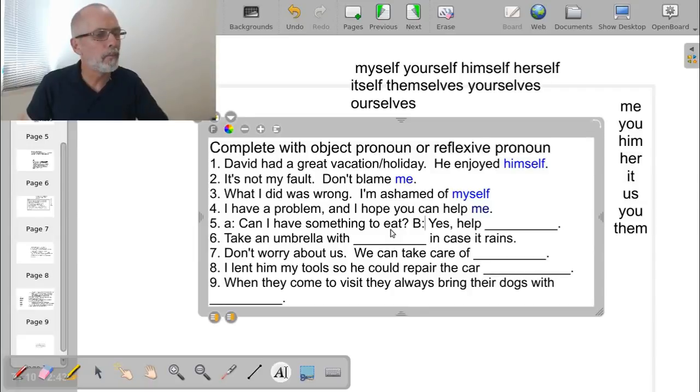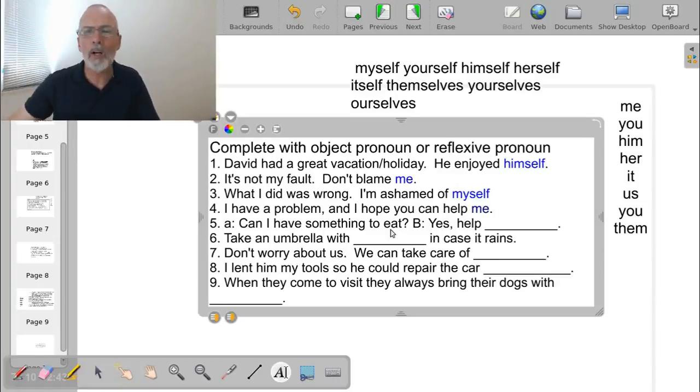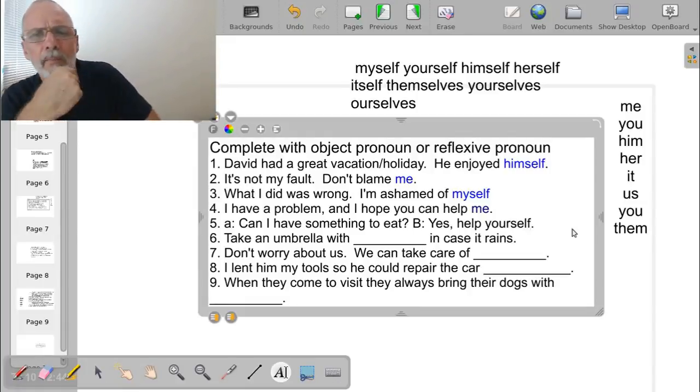Help you, no. No. Has everyone got help me? No. This is like a little conversation. Imagine that A is in your house and says, can I have something to eat? And B says, yeah, sure, help you. No, the answer here is help yourself. Help yourself. We use this when we want to offer somebody something.